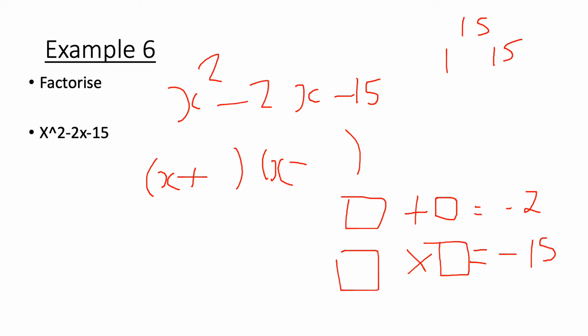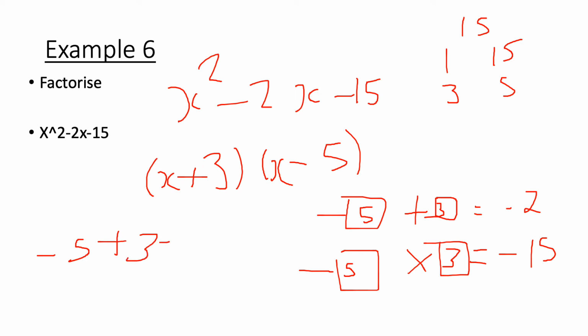My factors are this. It's minus 5 add 3, and minus 5 add 3 is minus 2. And then minus 5 times positive 3 is minus 15. So it's minus 5 and then plus 3, guys. Remember that minus 5 plus 3 is minus 2, and also 3 minus 5, which is the same sum, is minus 2. So that is my answer there, guys.